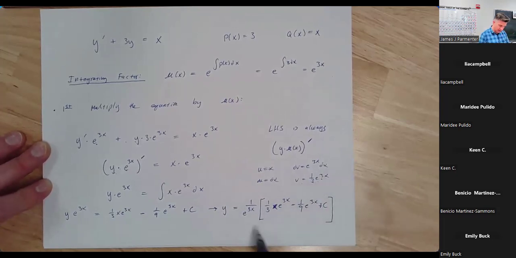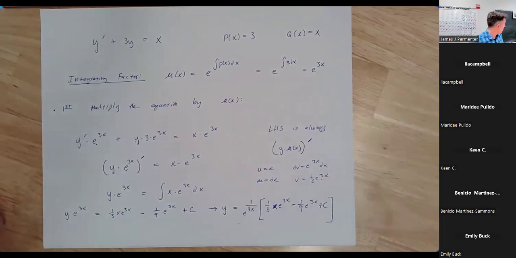So it is really important that that 1 over e to the 3x multiplies each of those things, including the constant. You can totally leave it like this. You could also simplify it. If you simplify it, it does kind of look a little nicer.